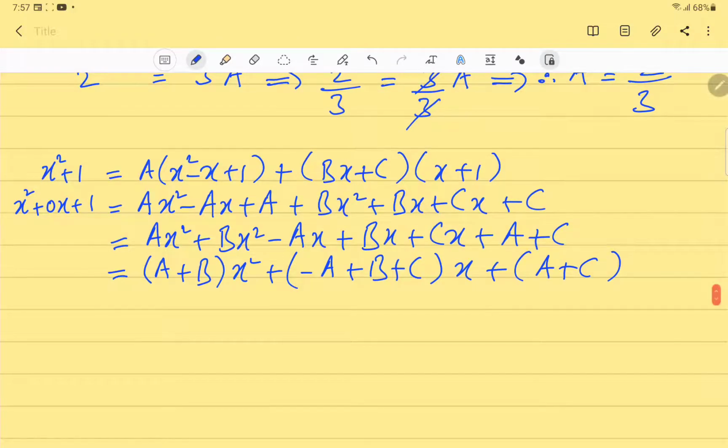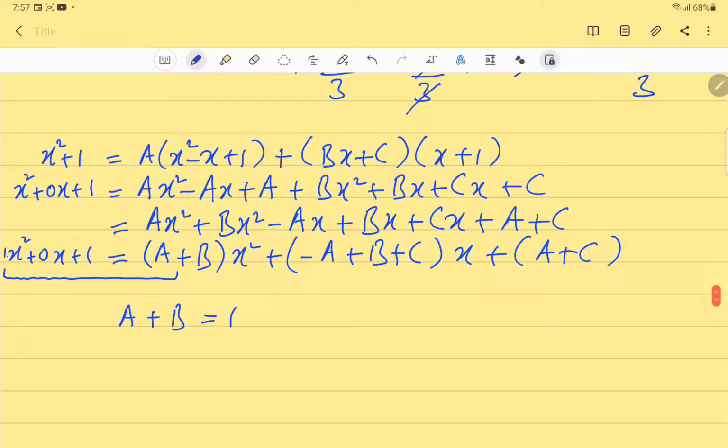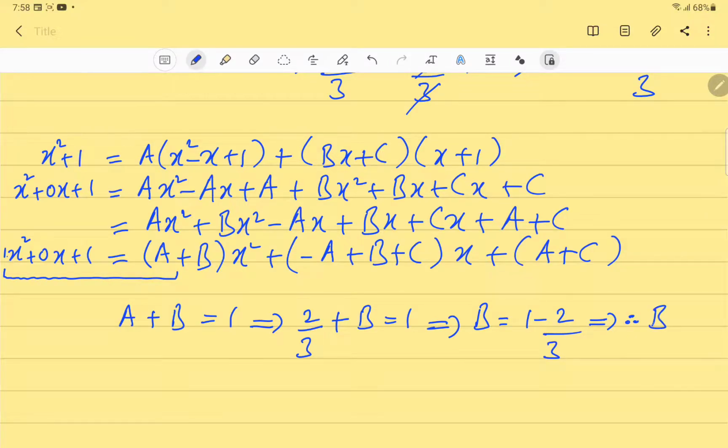Now we will compare the coefficients of x squared. Since x squared had no coefficient, which means it is a 1, we will have a plus b is equal to 1. We know the value of a, which is 2 over 3. So b is equal to 1 minus 2 over 3, which means b will come out to be 1 over 3.